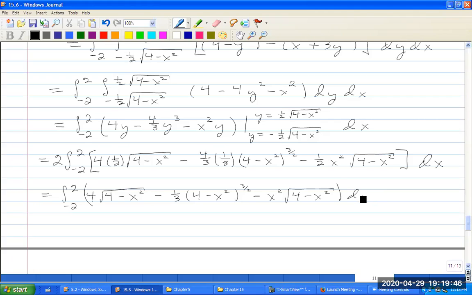So let's simplify this. This is equal to the integral from -2 to 2. Now I can combine this first term and last term. So this is a 4 minus x squared times radical 4 minus x squared, so that's a 4 minus x squared to the 3/2.